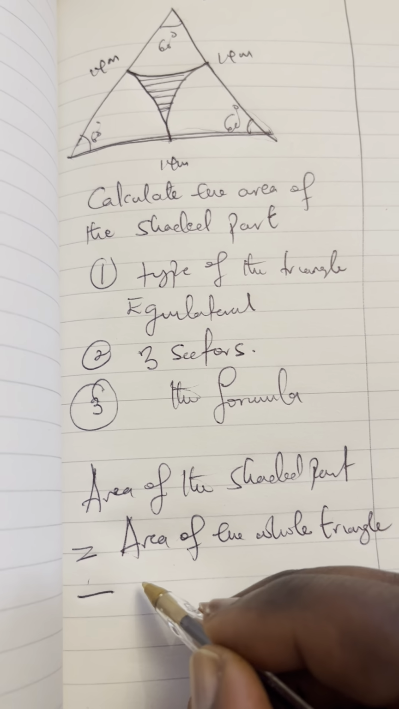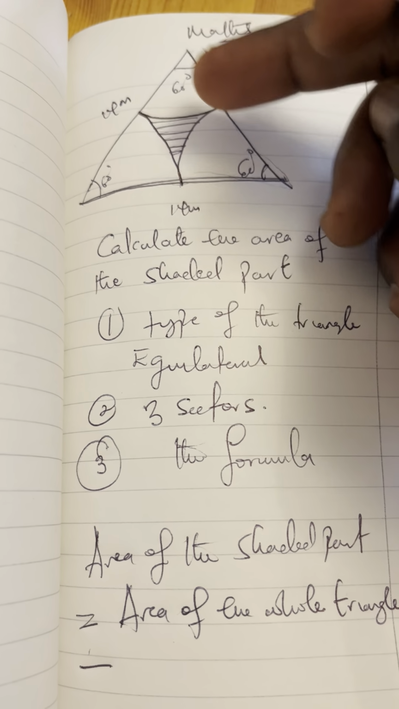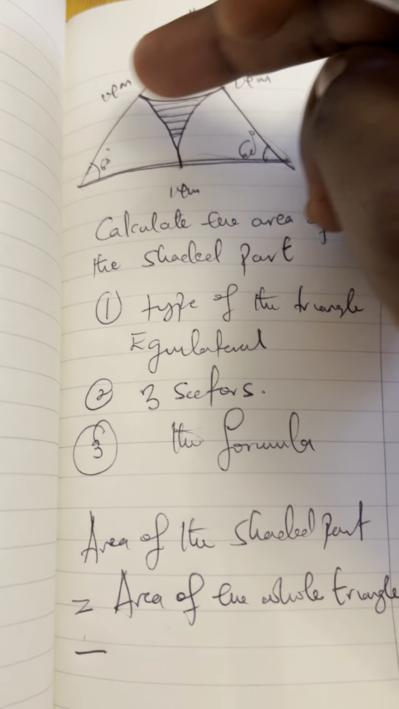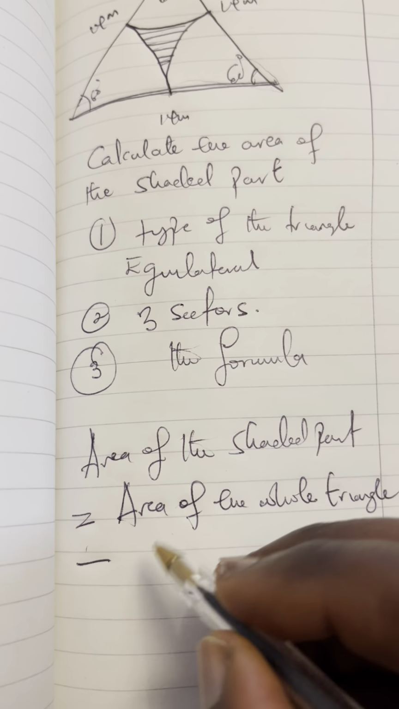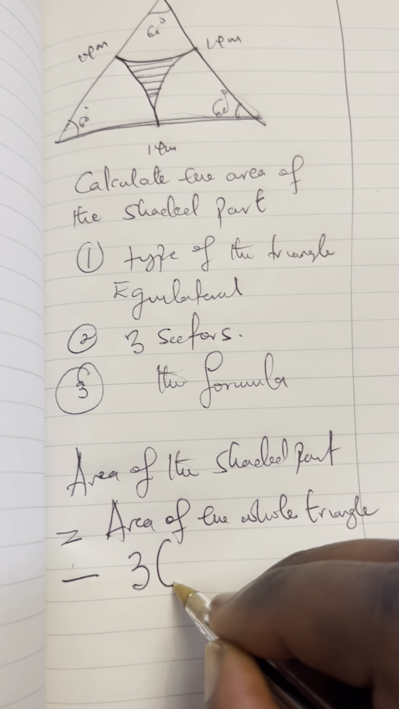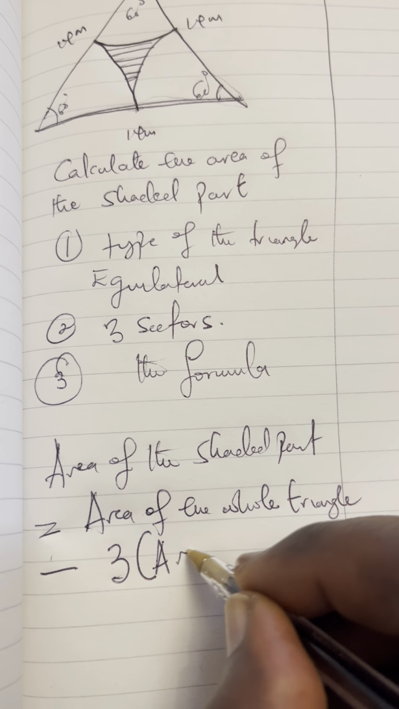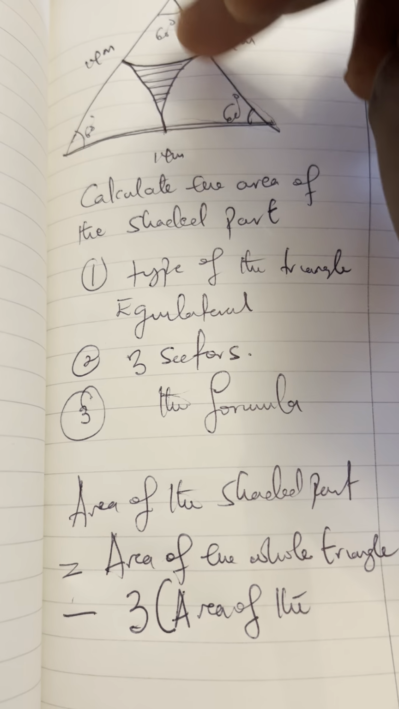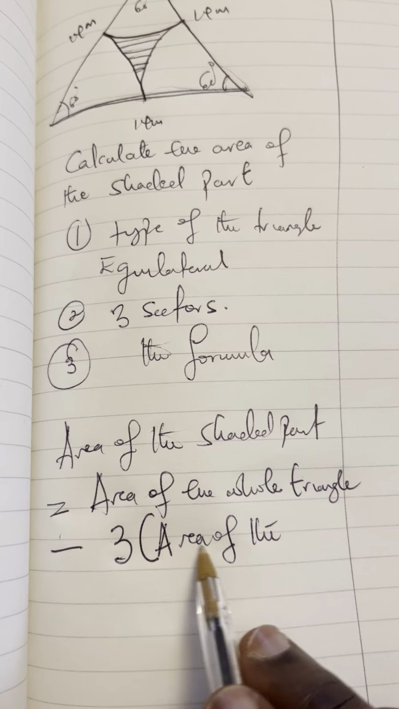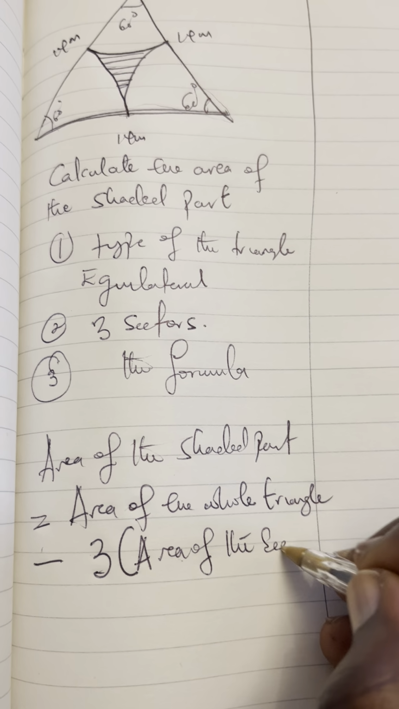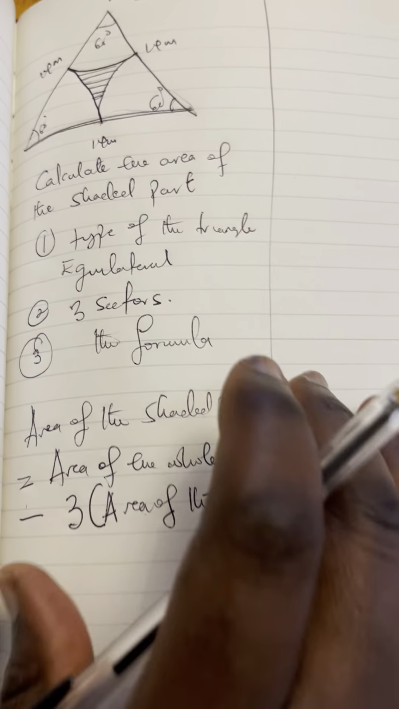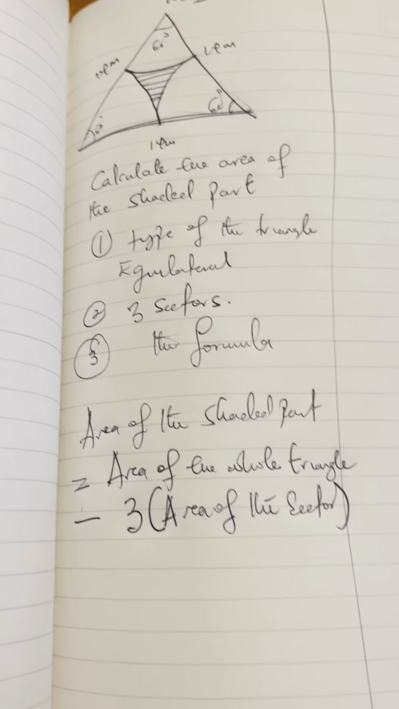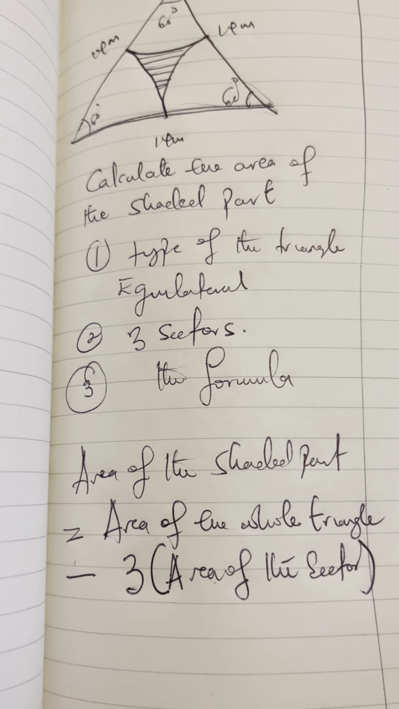minus the area of the three sectors, each of the sectors. So 3 times the area of the sector. Why 3 times? Because the area of each of the three sectors, that's what I mean by 3 times the area of the sector. So in doing this, you are going to get a correct answer.